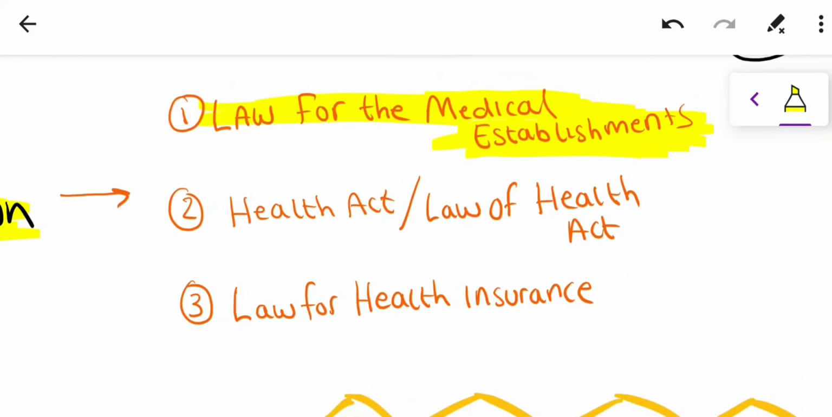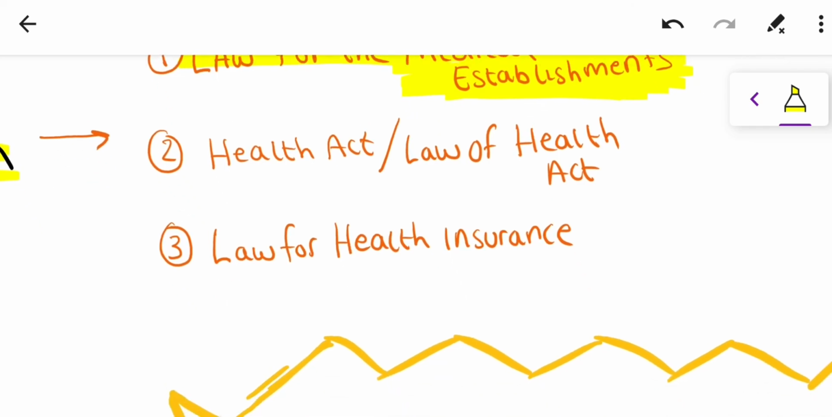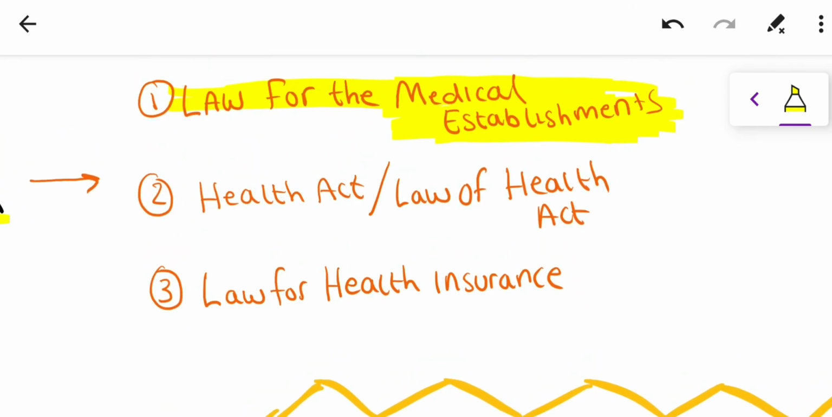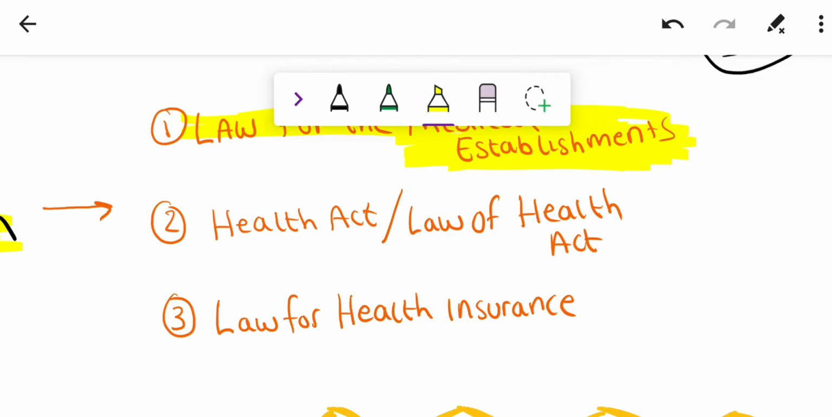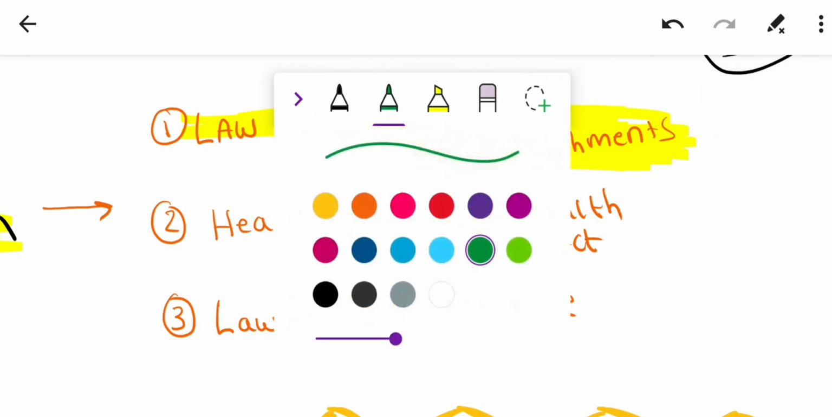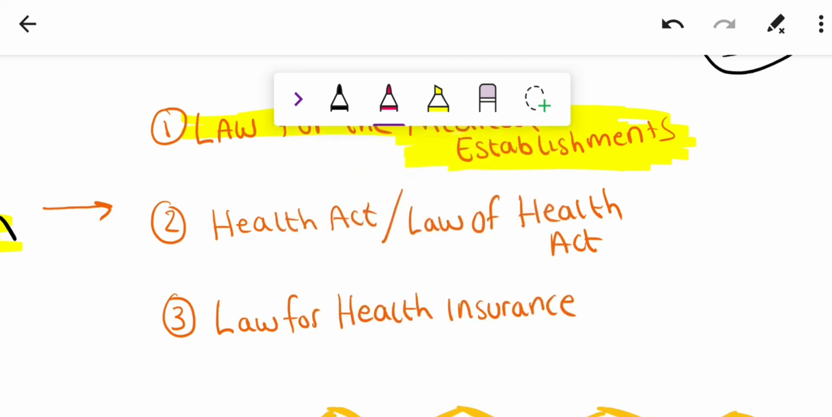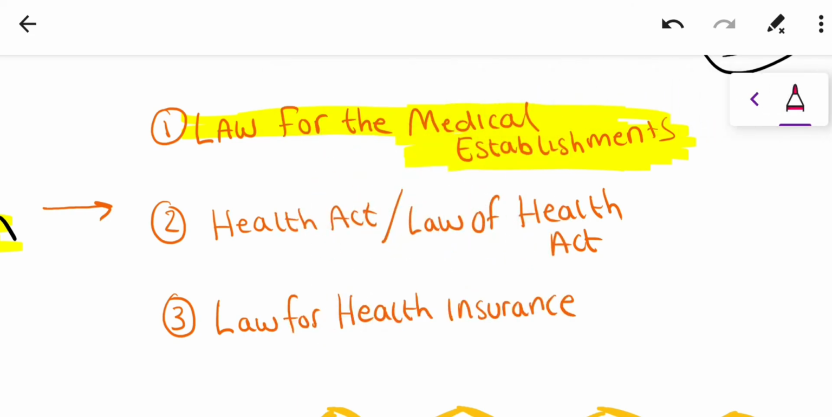Nah, I don't think they do that. I think it's gonna be an MCQ type, isn't it? So, second one, Health Act or Law of Health Act. Okay, and third one, Law for Health Insurance. These three things, please learn it. Just learn this. Okay, it's a high yield question.